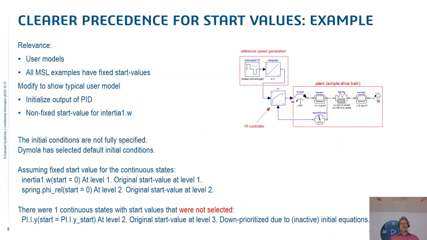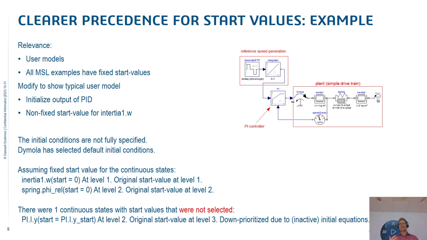And then we try to see a use case where it matters. And one problem here is that we have to use user models, because all the examples in the Modelica standard library, they have fixed start values, so there is no ambiguity. So here we have modified a simple model with controller from the MSL, and instead of the changes that we initialize the output of this PID controller, and we use a non-fixed start value for this inertia.